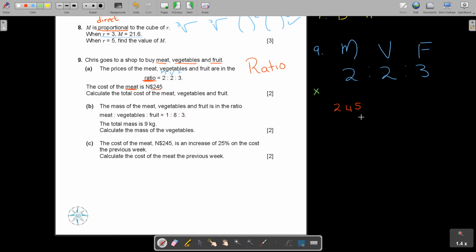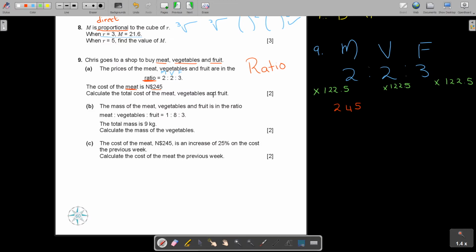I did the reverse now. Did you see? Because I want to see with what they multiply, but the reverse is I just do the division. So they multiply with 122.5. Okay. So that means they must multiply there also with 122.5. And they must also multiply there with 122.5. But now let's read the question. They say, calculate the total cost of the meat, vegetables, and fruit.